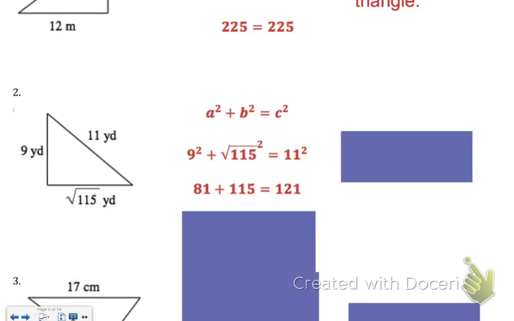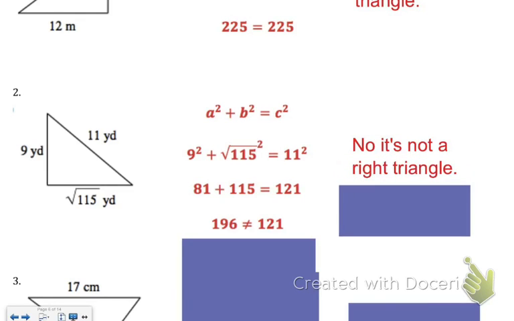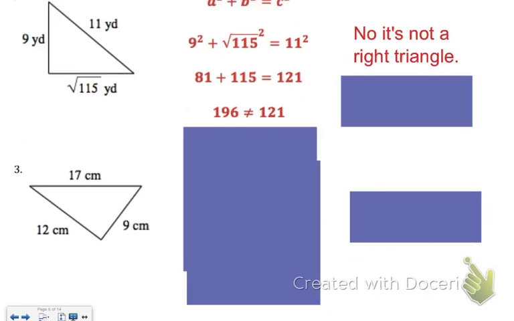So we have 81 plus 115, which gives us a sum of 196, and that is not equal to 11 squared, which is 121. Therefore, in this case, the three sides that we're given do not form a right triangle. So we've used the Pythagorean theorem to prove that these three given sides would not give us a right triangle.